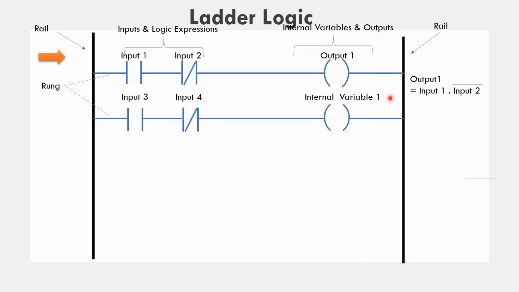Then the next thing: if we want to store the result in an internal variable, for that we can consider this example. Here we have input number 3 and input number 4, which is normally closed, and the logical output of these two inputs is going to be stored in internal variable number 1, like this.